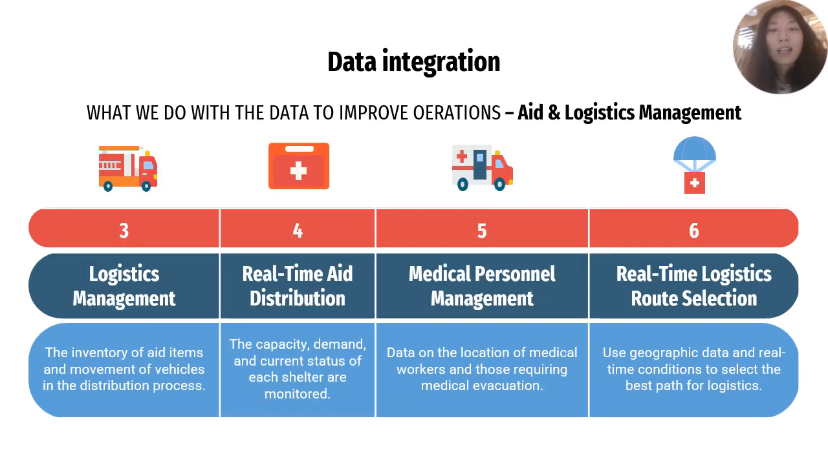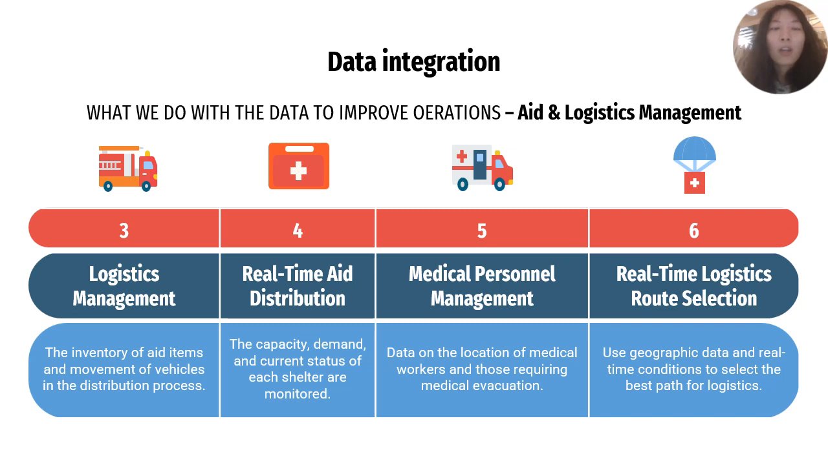The second one is aid and logistics management. First of all, we'll use data analytics to manage the inventory of aid items and also optimize the movement of vehicles involved in the distribution of these items. The second one is real-time aid distribution analysis, where we'll be monitoring the capacity, demand, and also current status of each shelter so that we can ensure efficient distribution of aid materials.